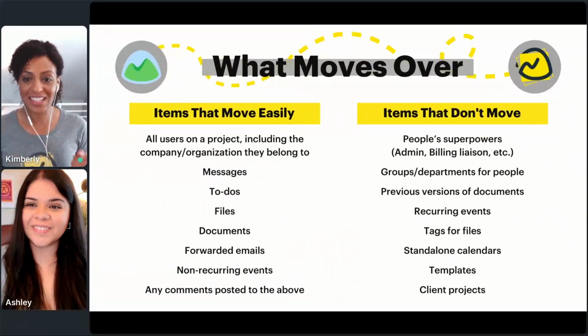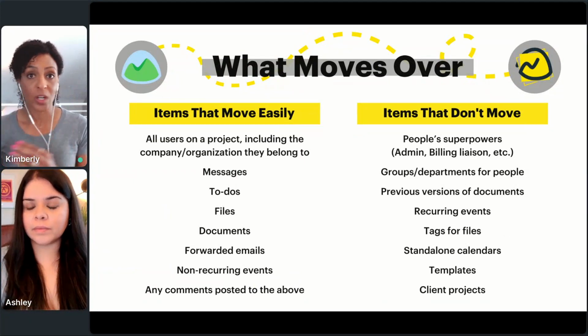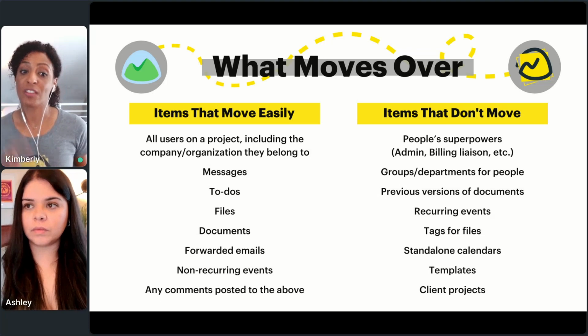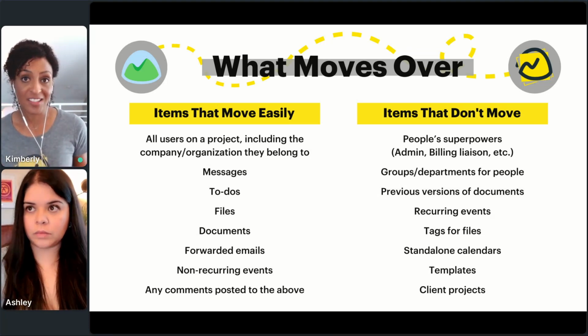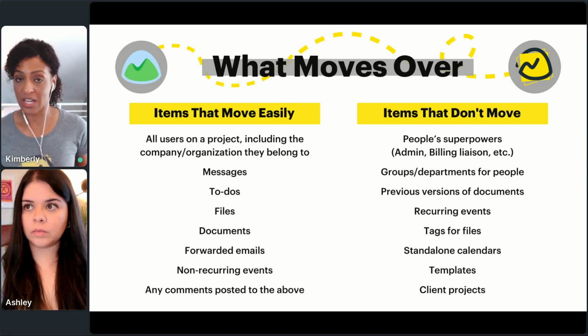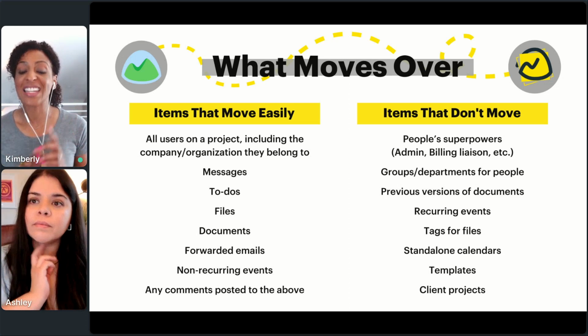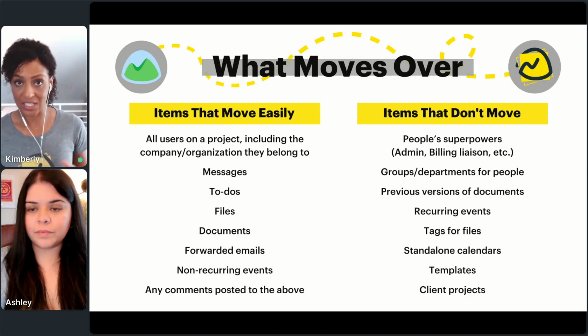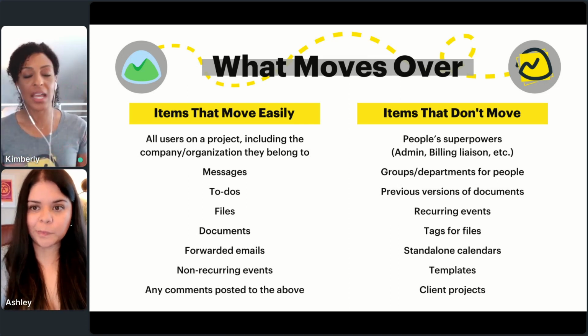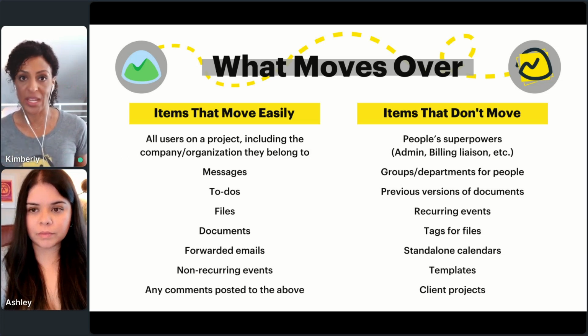Okay, so items that easily move over. Users on a project, including what company or organization they're with, that automatically moves, as well as your messages, to-dos, files, documents, any forwarded emails into Basecamp. Non-recurring events, so one-off individual appointments, move over. And any comments that are connected to all those things I listed. Those items easily transition, no biggie.